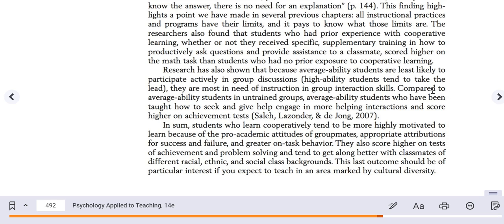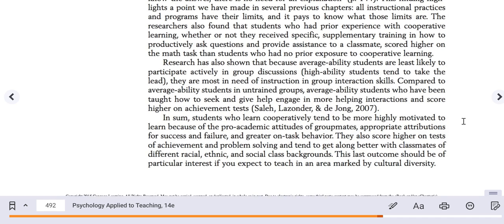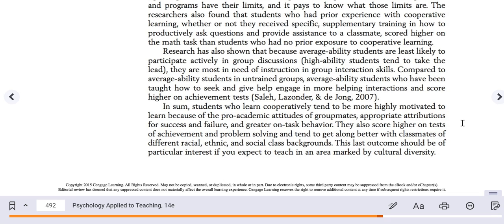Compared to average ability students in untrained groups, average ability students who have been taught how to seek and give help engage in more helping interactions and score higher on achievement tests. In sum, students who learn cooperatively tend to be more highly motivated to learn because of the pro-academic attitudes of group mates, appropriate attributions for success and failure, and greater on-task behavior.